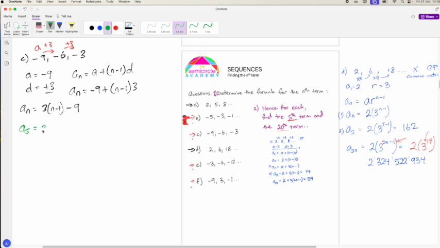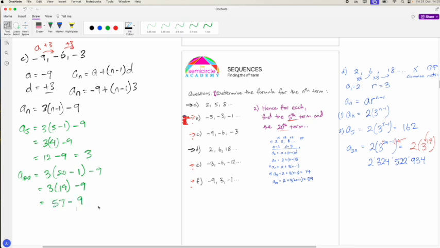A5 would be 3 into n, which is 5 minus 1, minus 9, which is 3 into 4 minus 9, which is 12 minus 9. Then we have A20, which is 3 into 20 minus 1 minus 9, which is 3 into 19 minus 9. 57 minus 9 is 48.